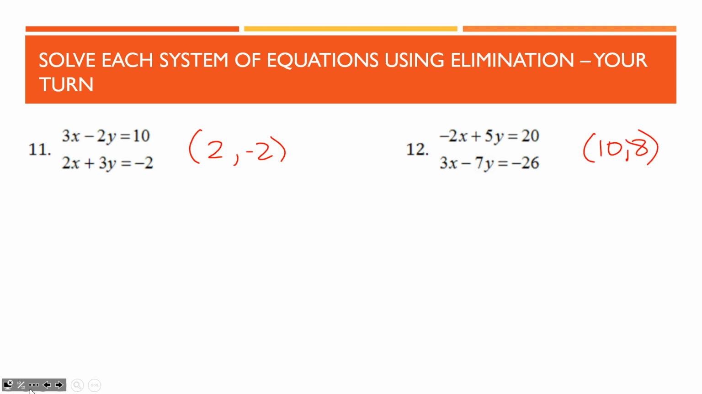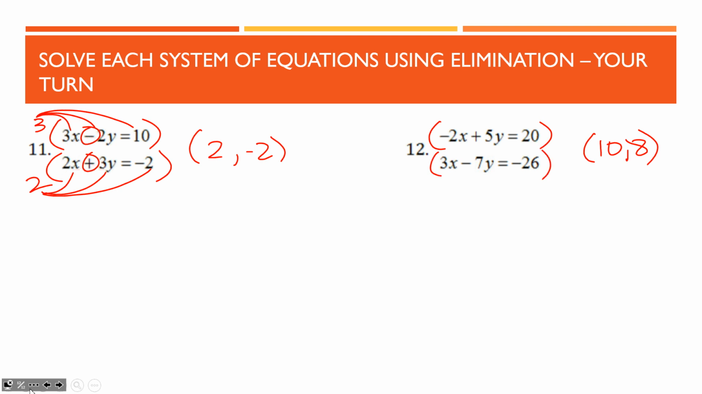And if you think about what you multiply by, if I wanted to eliminate the y's, I could multiply by positive 3 to eliminate the y's, and then positive 2, because the signs are already opposite. And then in number 12, if I wanted to eliminate the y's, I could multiply by positive 7 and positive 5. But if I wanted to eliminate the x's in number 12, I would multiply by 3 and 2.